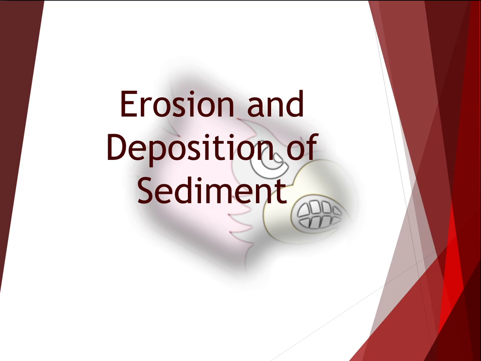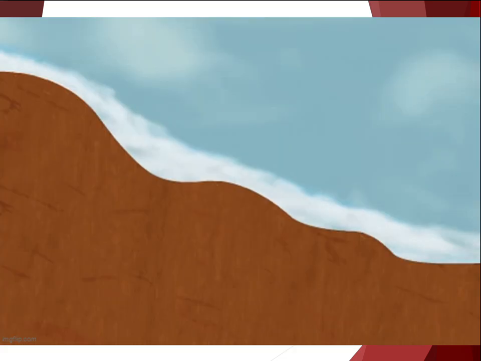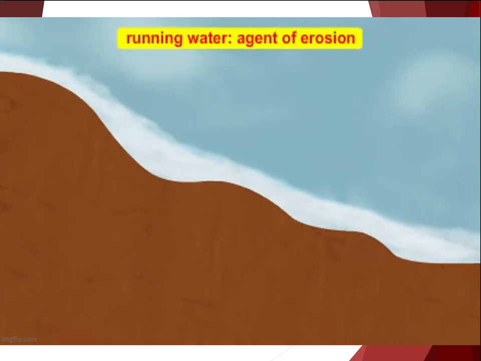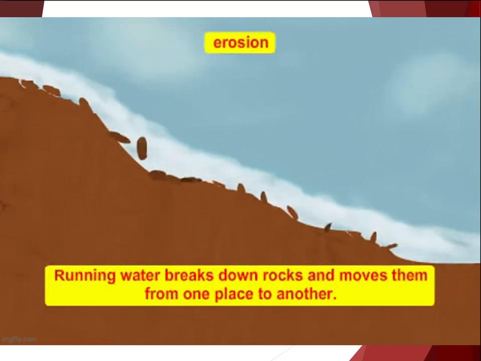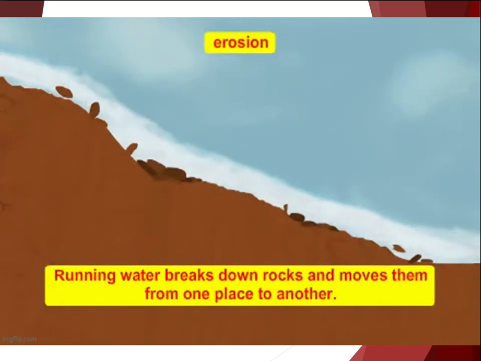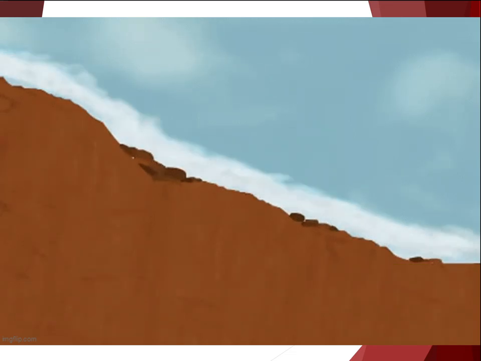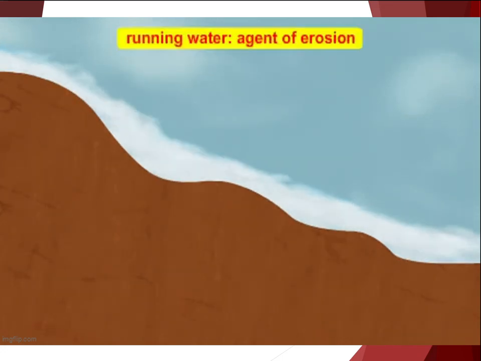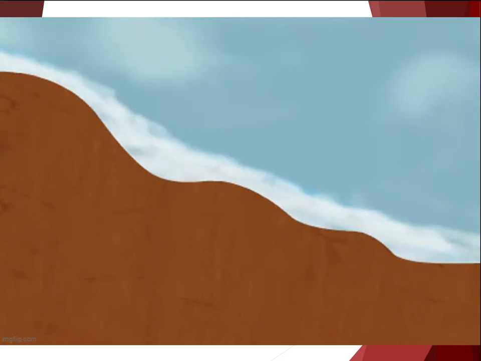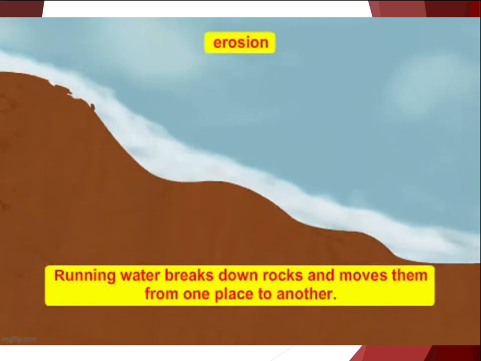Our next main idea: erosion and deposition of sediment. Chemical and mechanical weathering processes break down rock into smaller particles. These particles are called detritus. These smaller particles are loosened and then removed from their original site. This process is called erosion. The agents of erosion include water, wind, ice, and gravity, and occasionally lava flows.